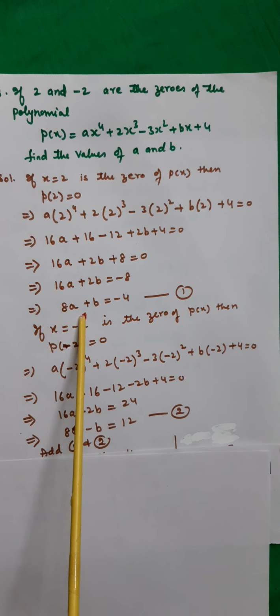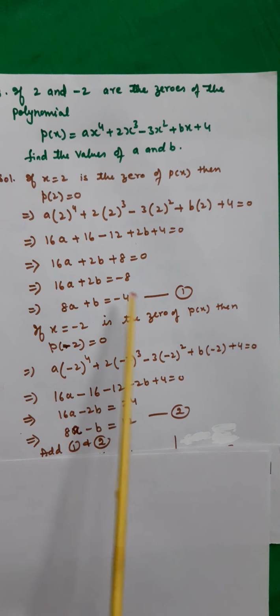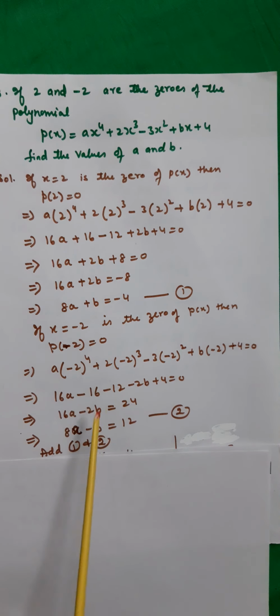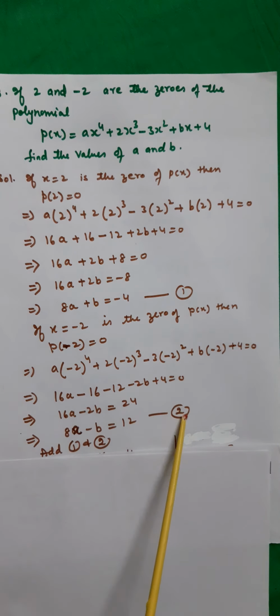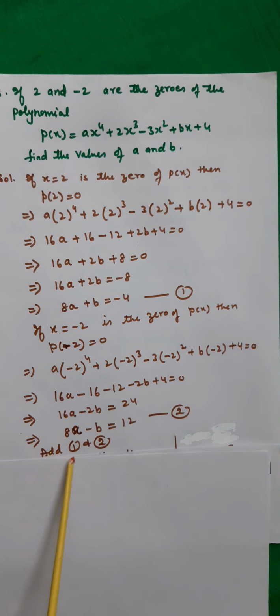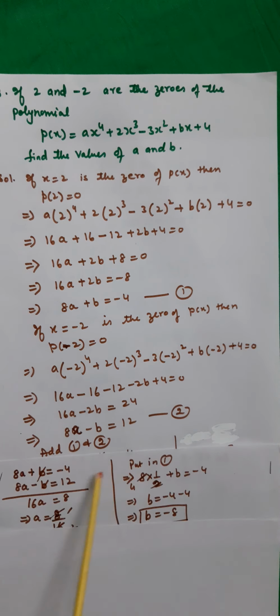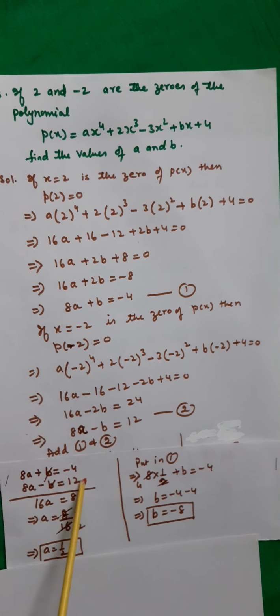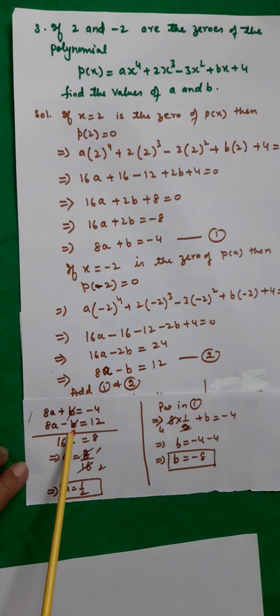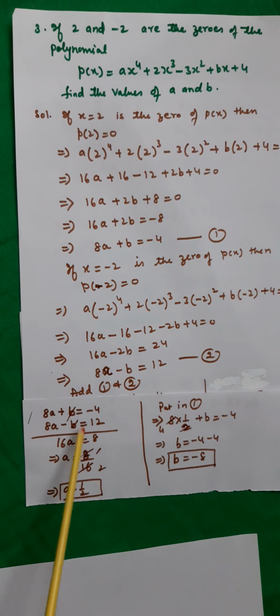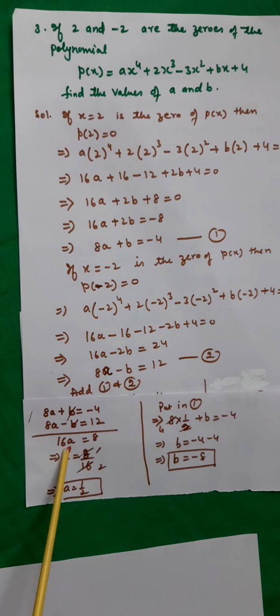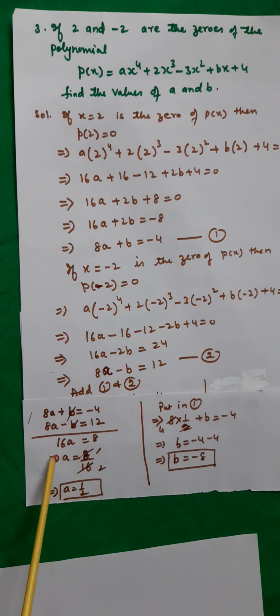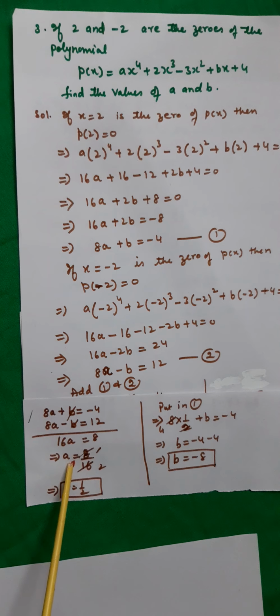And here we had 8a plus b is equal to minus 4. Notice b is positive, b is negative. If I add these two, b will be eliminated. So add number 1 and number 2. 8a plus b is equal to minus 4. 8a minus b is equal to 12. b and b will cancel. We have 16a is equal to 8. This implies a is equal to 8 upon 16, which gives a is equal to 1 upon 2.